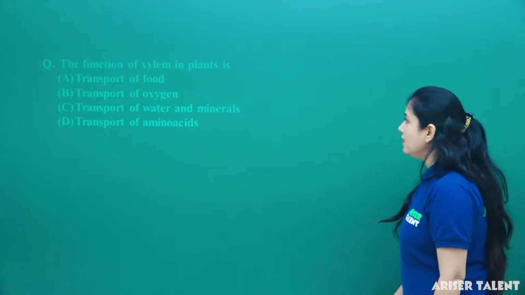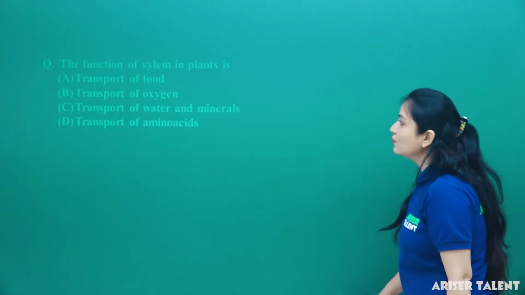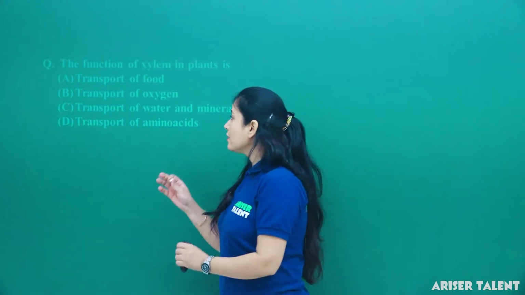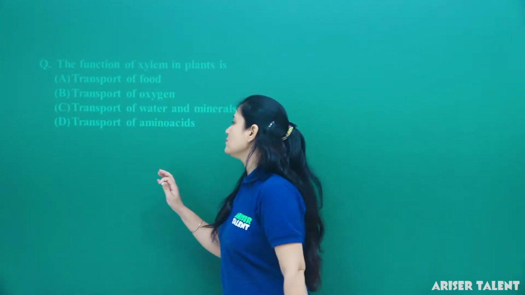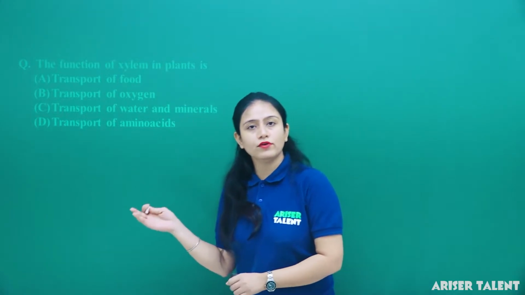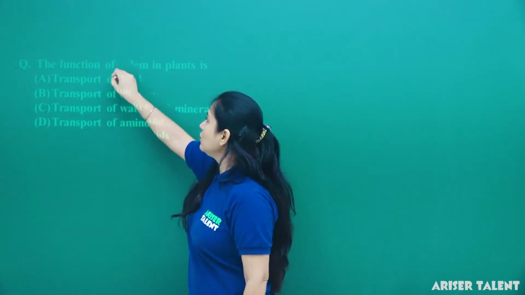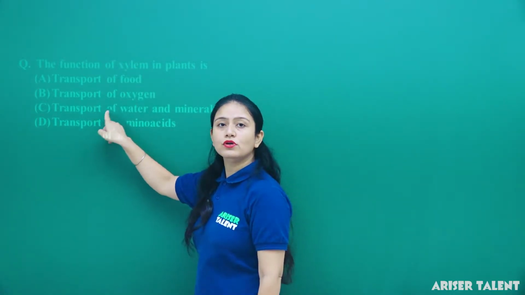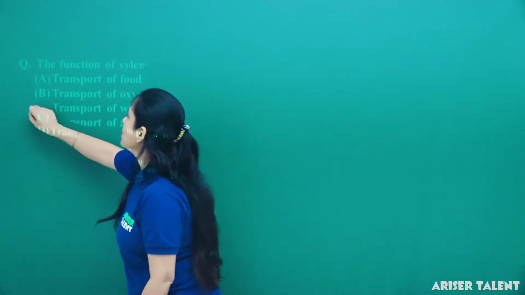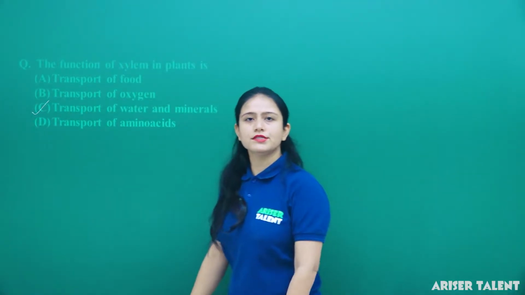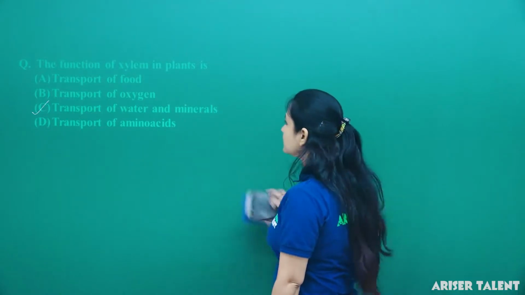The function of xylem in plants is: transport of food, transport of oxygen, transport of water and minerals, or transport of amino acids. As we have already studied the function of xylem and phloem in this chapter, we all know that the function of xylem is to transport water and minerals. Clear? So option C is the correct answer.